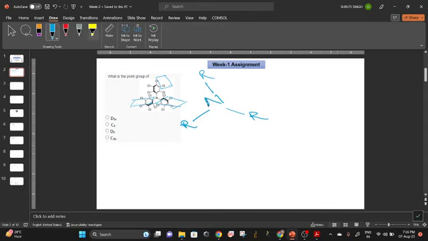Okay, so there is a C3, like ammonia, going through the nitrogen atom here. This is the C3. If you put a C3 directly passing through the nitrogen atom, just one atom, and you do a 120-degree rotation, these rings will change their places. So this has a C3.